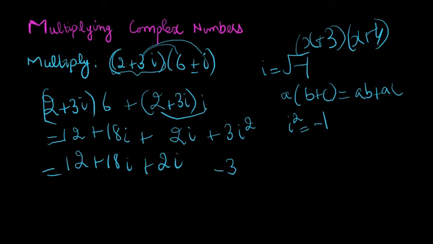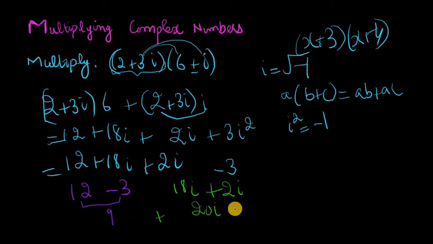And now I just need to add the real part to the real part, which in this case is a 12 minus a 3. Pretty straightforward. That's going to be a 9. And then in another color, how about green? I'm going to add 18i plus a 2i. So I have 18 of something and I have 2 of something. When I add them together, that's going to give me 20 of something, and 20 of something in this case is i. So it's going to be 9 plus 20i. That's your answer.